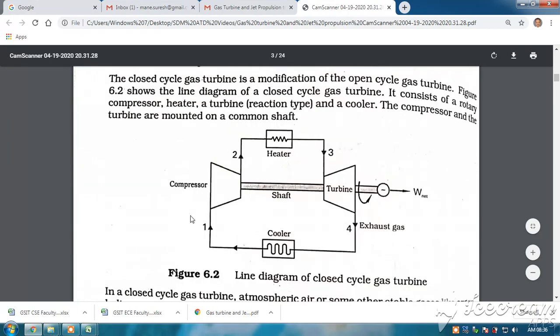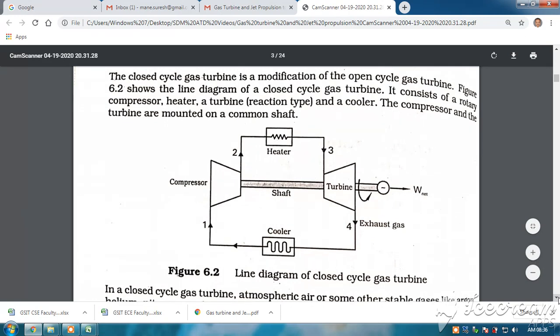See here, this is low temperature, low pressure. It comes to the compressor. Here the pressure is increased. It comes to the heater. Again, at the same pressure, heat is added. So this is high pressure, high temperature. It is expanded in the turbine. Here it becomes low temperature, low pressure. Here it is cooled. Then it becomes low temperature, low pressure. It is fed to the compressor. So this is a closed loop, and that is why it is known as closed cycle gas turbine.